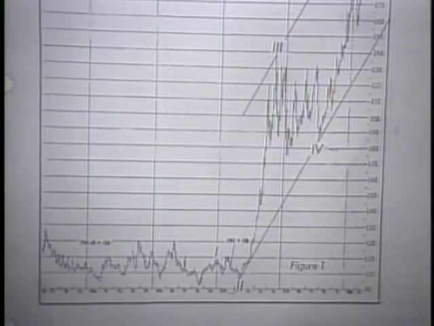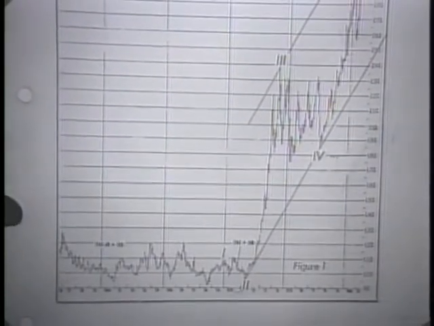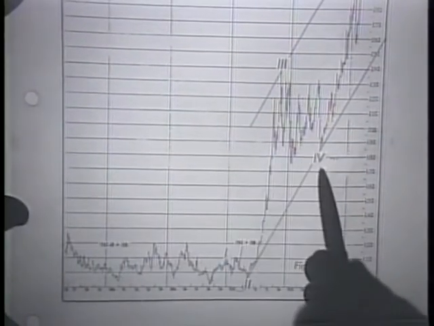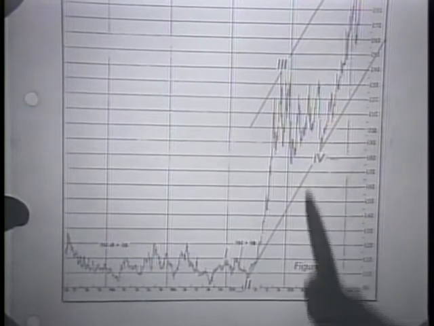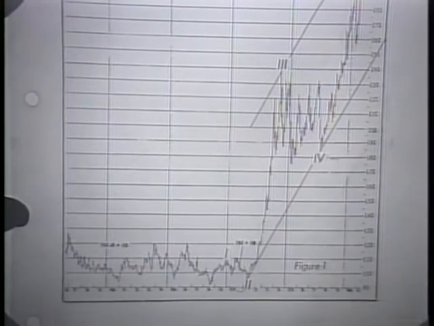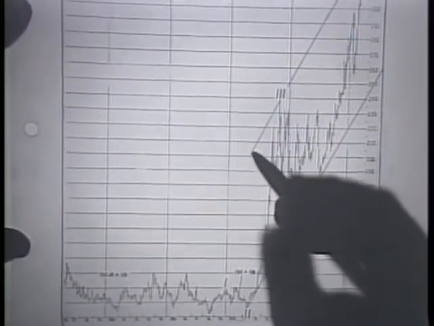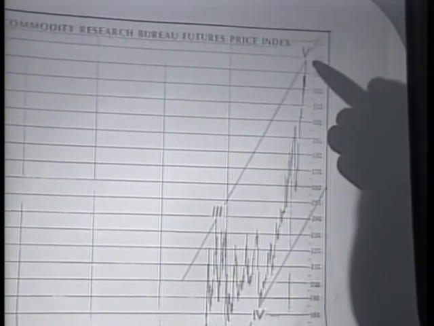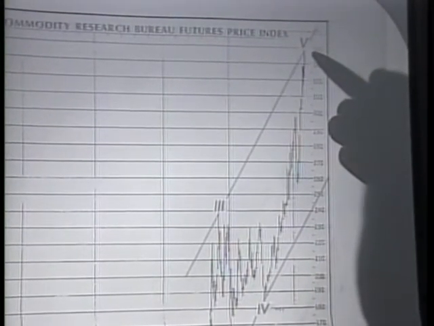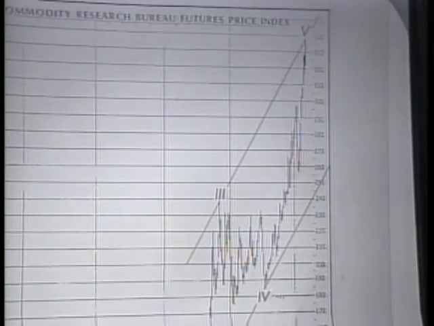This is a chart of the CRB index. Again, what Elliott said is once you've got waves 1, 2, 3, and 4 complete, let's look at this for an estimate for wave 5. Draw the line through points 2 and 4, draw a parallel line to that through point 3. And there's your peak way up there for the CRB index.